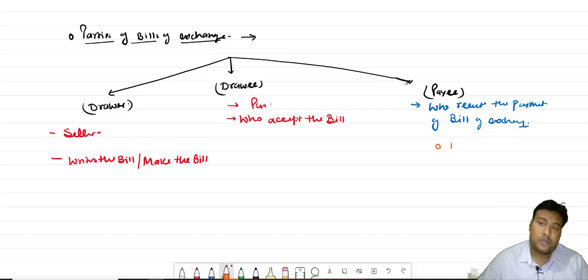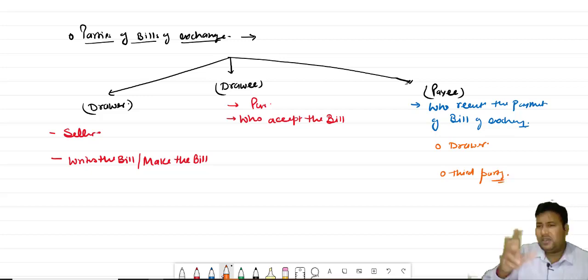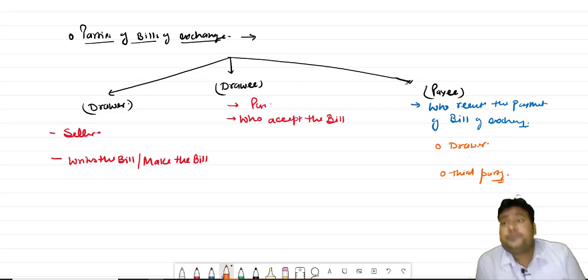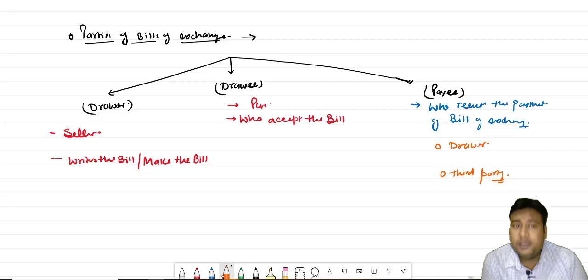So the payee can be the drawer also, and the payee can be any third party. Sir, what is the meaning of this, drawer and third party? Look, bacha, who is the seller? Drawer. Who writes the bill? Drawer. So if the drawer keeps the bill with him till maturity, suppose 2 months is the bill of exchange's maturity date, the due date on which the drawee has to make the payment, then till 2 months the drawer holds the bill himself, not transferring it to anyone else. After 2 months, the drawer reaches the drawee and demands the payment, and the drawee has to make the payment at that time.